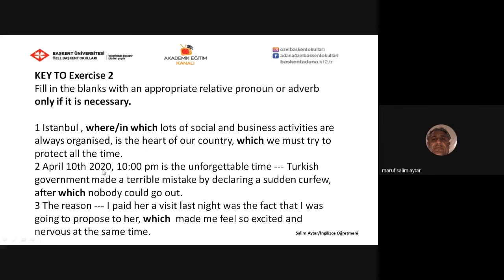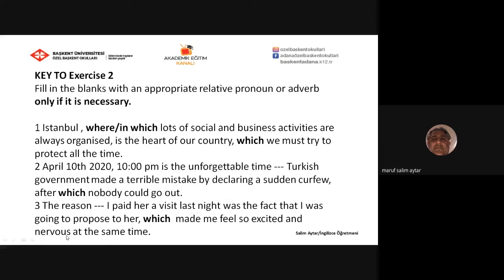April 10th, 2020, 10 p.m. is the unforgettable time. Turkish government made a terrible mistake by declaring a sudden curfew, after which nobody could go out. It is a must that you have to use which here. Well, you don't have to use why or when here actually. But if you like, you can. The reason, you can use why, but it is not necessary.